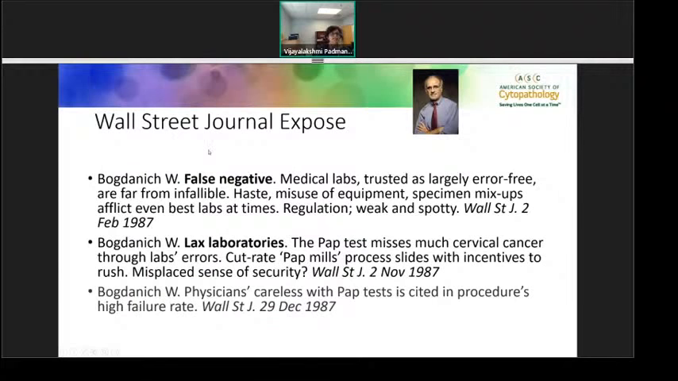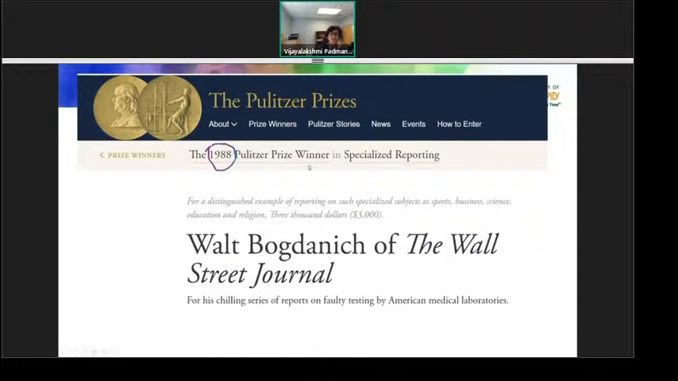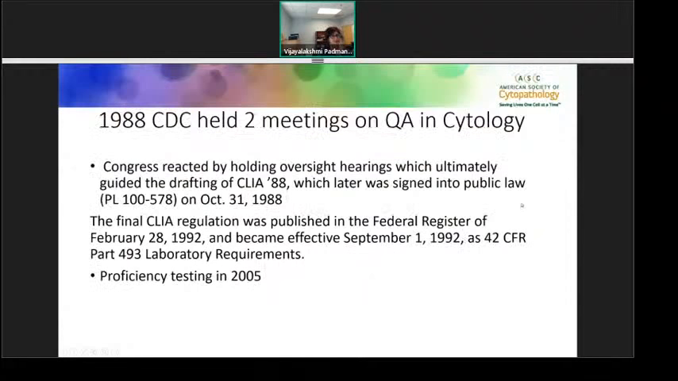So the Wall Street Journal actually did an exposé, and this is Walt Bogdanek, who wrote about false negative paps, also wrote about lax laboratories and physicians' carelessness, which led to a very high failure rate with cervical cancer screening. He won the Pulitzer Prize for Specialized Reporting in 1988, and it's sad because it was for his chilling series of reports on faulty testing by our labs. So the CDC held two meetings on quality assurance in cytology in 1988. The CLIA 88 draft happened during these CDC hearings.